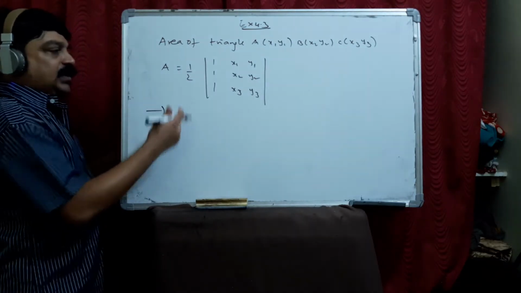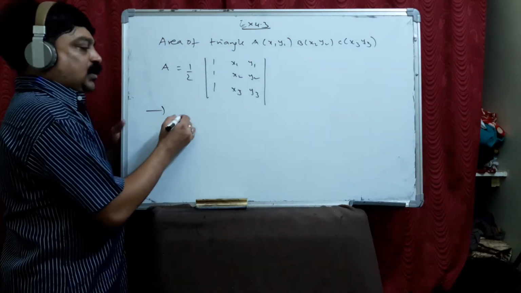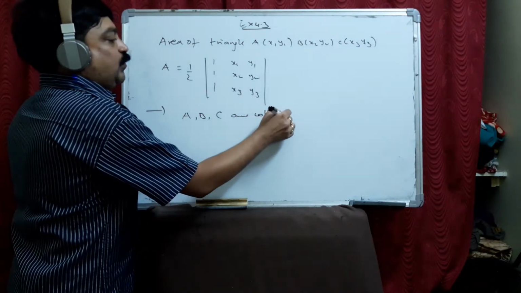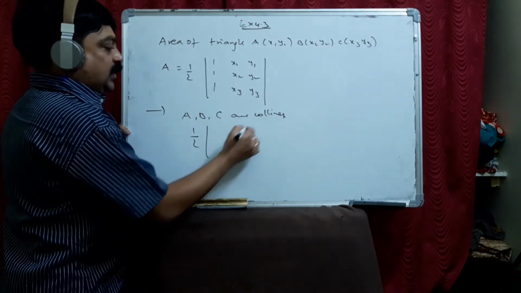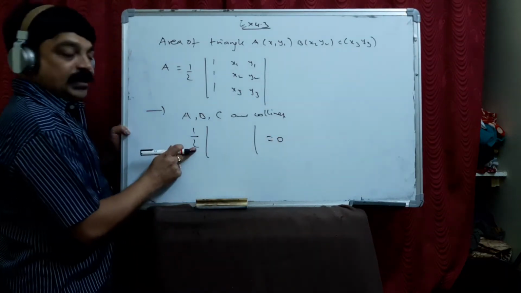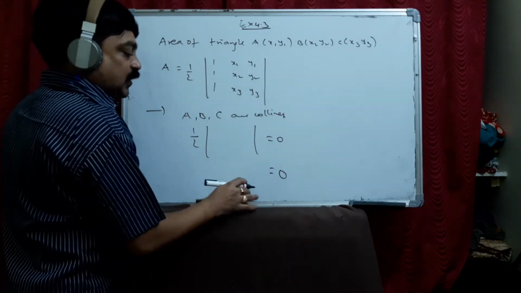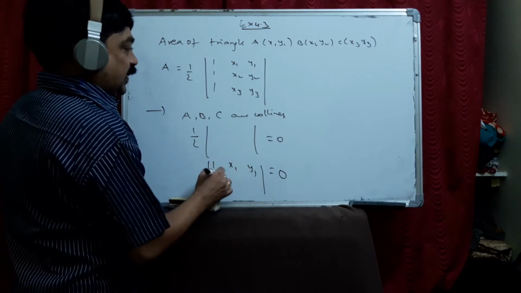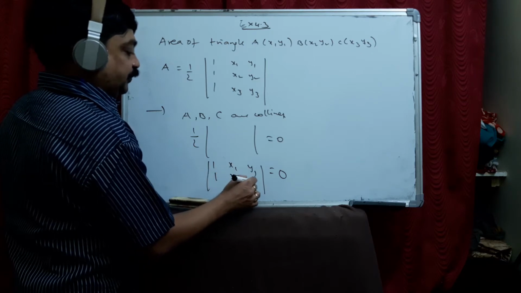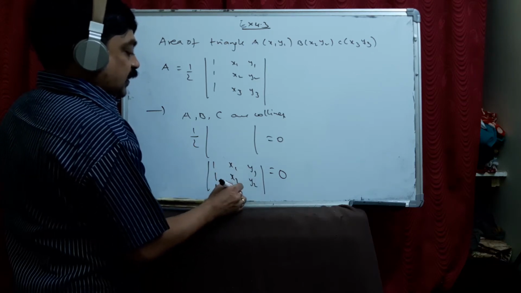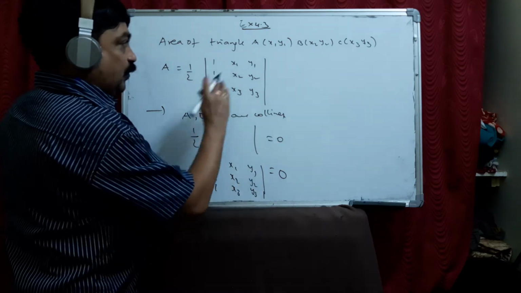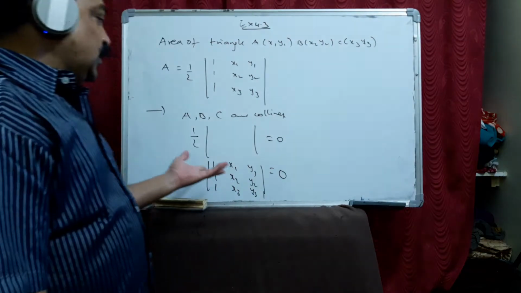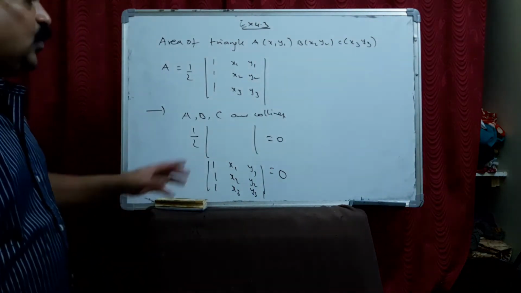Now what are the properties related to the area? If 3 points A, B, C are collinear, then 1 by 2 into the determinant will be equal to 0. Take 2 across by cross multiplication and it becomes 0. So it is enough to take just the determinant value equal to 0; no need to write 1 by 2 when it is given that the 3 points are collinear, because the area will be 0 when 3 points are collinear, so the 2 gets cross multiplied with 0 and it becomes 0.